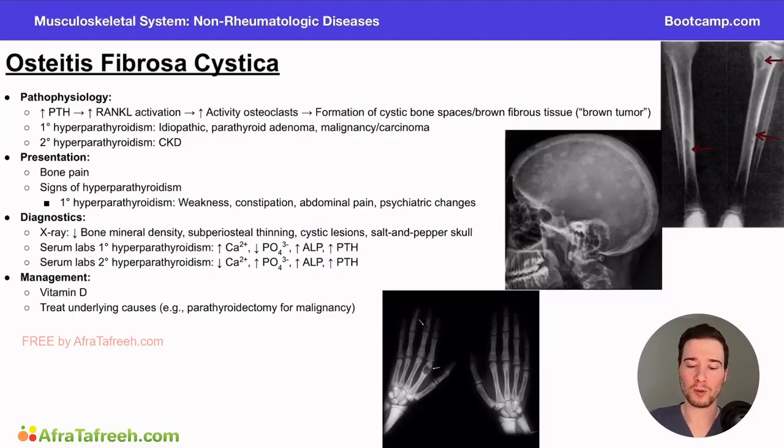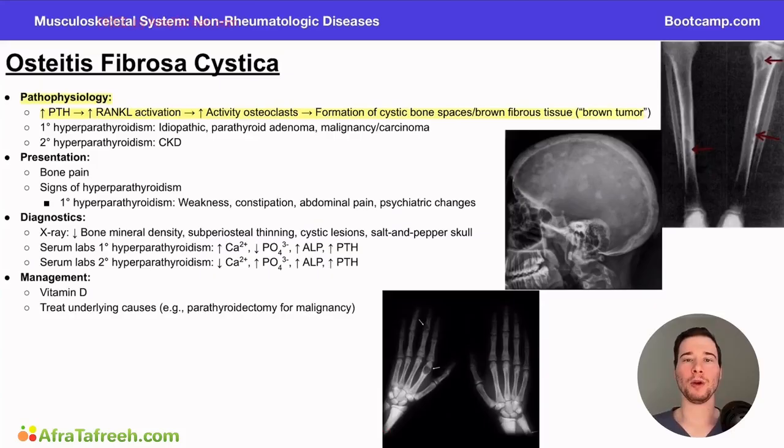kidney disease. So if we look at our pathophysiology here, we're going to see that the main thing is we have an increased level of PTH leading to increased RANK ligand activation, leading to increased activity of osteoclasts and formation of cystic bone spaces and brown fibrous tissue, also known as brown tumors. So let's unpack that a little bit.